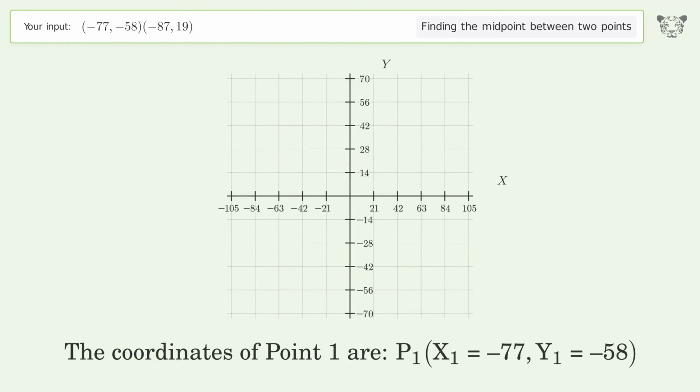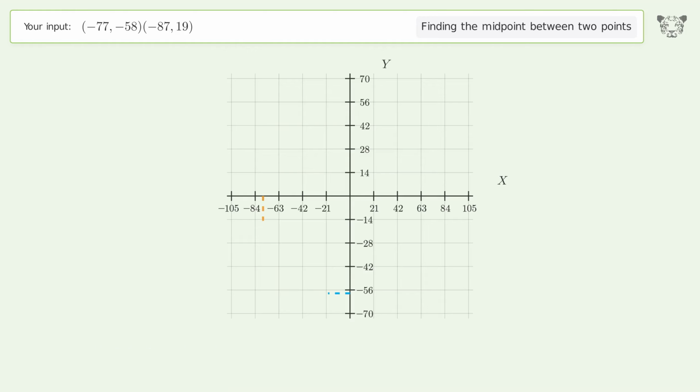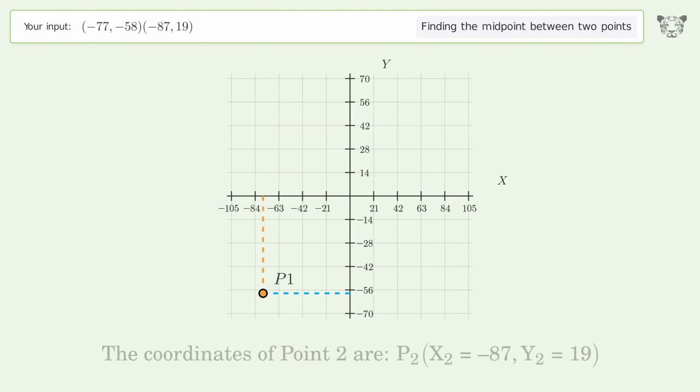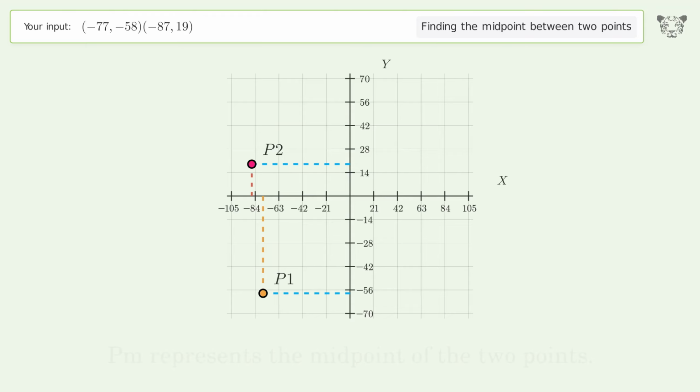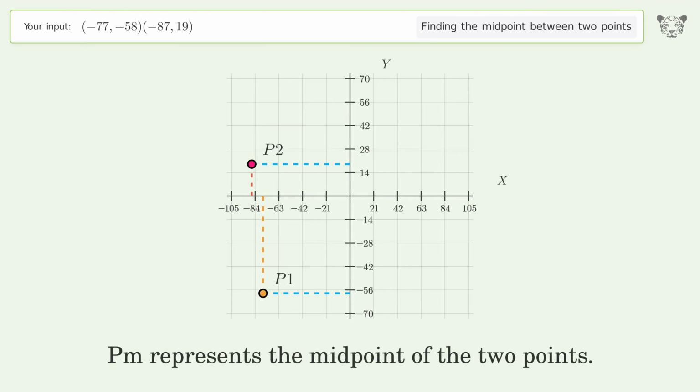The coordinates of point 1 are, x1 equals -77, y1 equals -58. The coordinates of point 2 are, x2 equals -87, y2 equals 19. PM represents the midpoint of the 2 points.